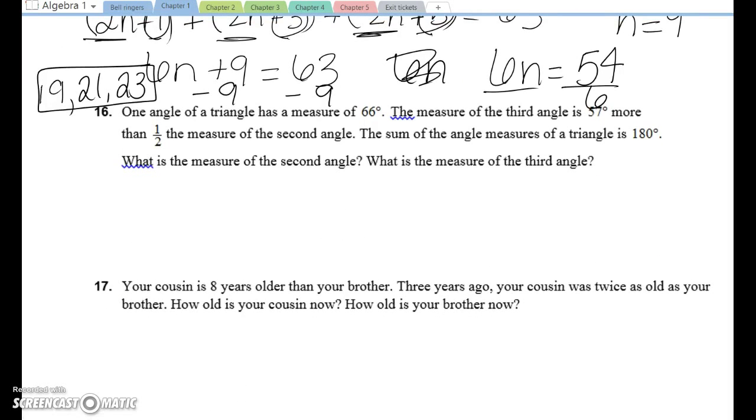Alright, last. One angle of a triangle measures 66 degrees. I like to draw a picture so I can see what I'm doing here. The measure of the third angle is 57 more than half the measure of the second angle. The sum of the angles is 180. Okay, so we want to know the second angle.